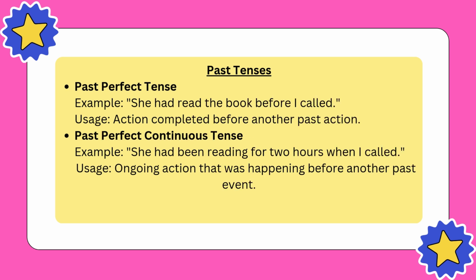Past tenses. Past perfect tense. Example: she had read the book before I called. Usage: action completed before another past action. Past perfect continuous tense. Example: she had been reading for 2 hours when I called. Usage: ongoing action that was happening before another past event.